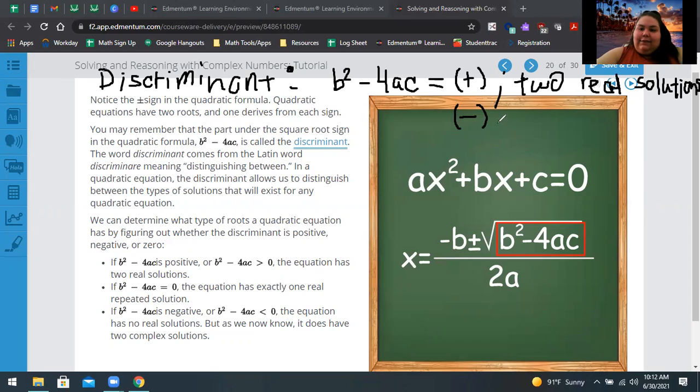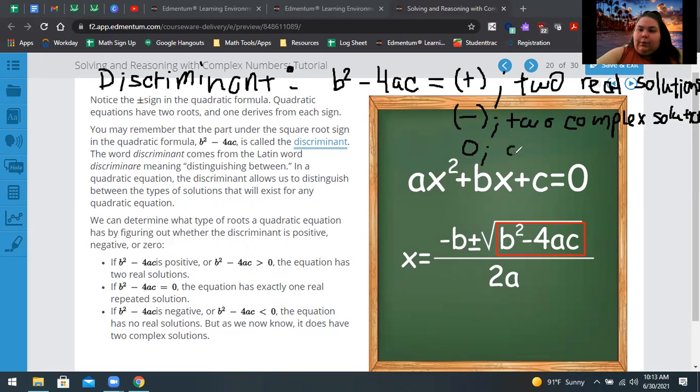If it's negative, it's going to be two, like I said, I can't spell today, two complex solutions. I squeeze it in there as much as I can. Then you have a third one, meaning it can equal a positive, it can equal a negative, or it can equal a 0.